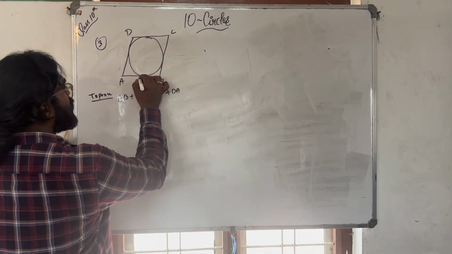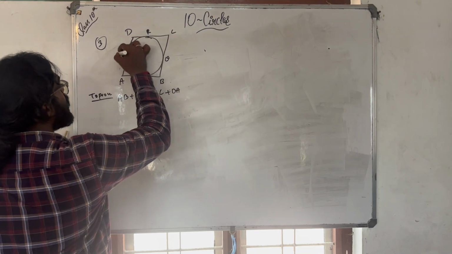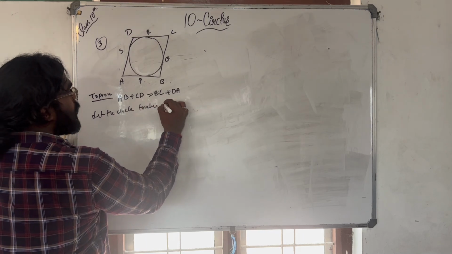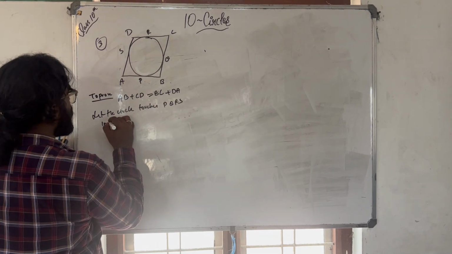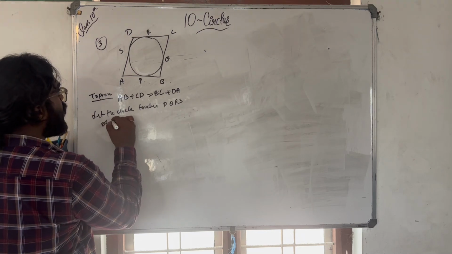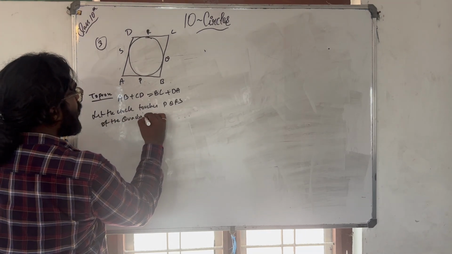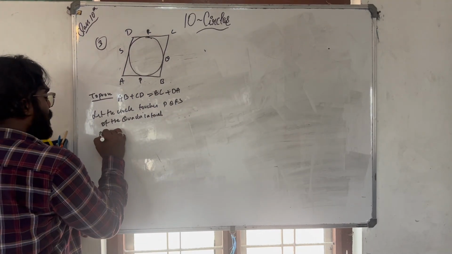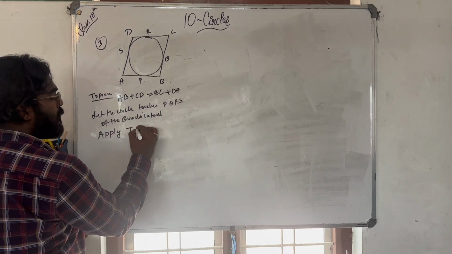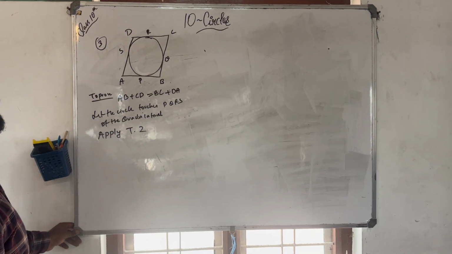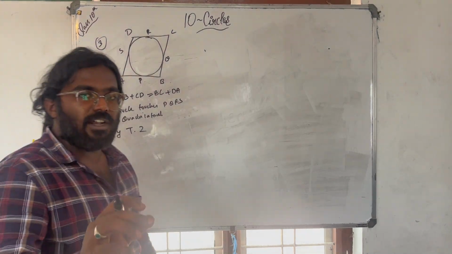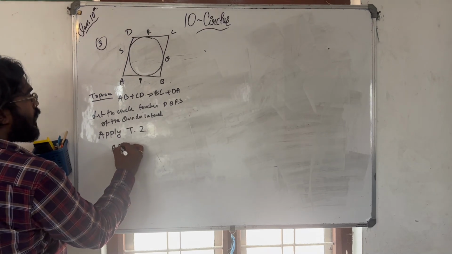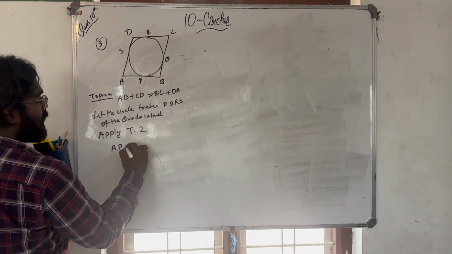So I take the points over here P, Q, R, S. So let the circle touch the sides of the quadrilateral at P, Q, R, S. Okay. So I apply theorem 2. अभी देखो theorem 2 में one more thing I will tell you where you will go wrong. Most of the students go wrong. So first I'll take AP. AP is equal to AS, लिख दिया मैंने.